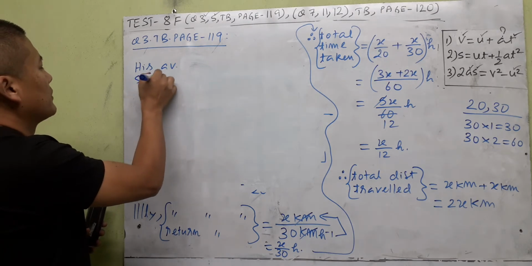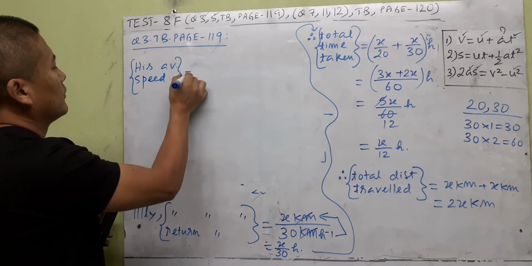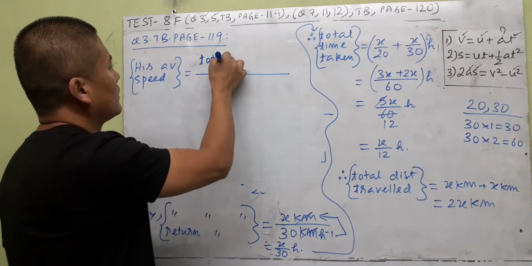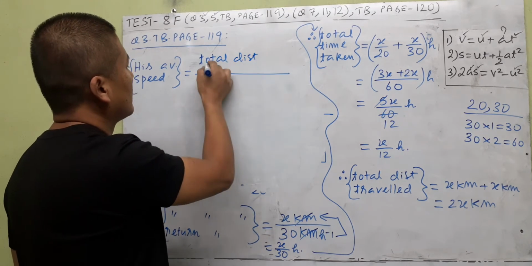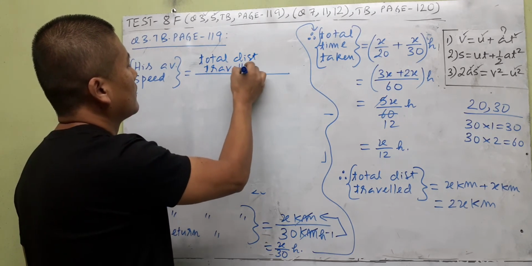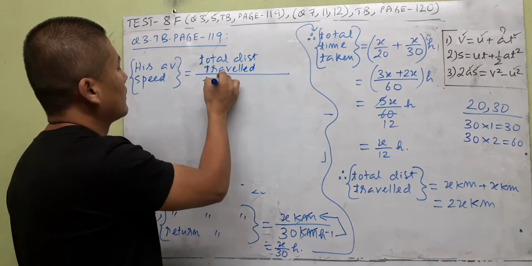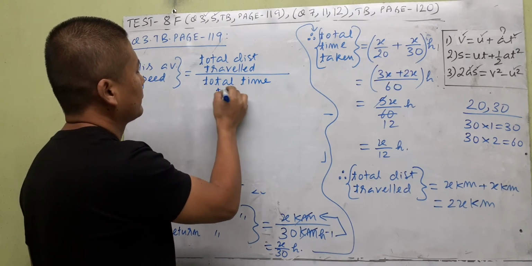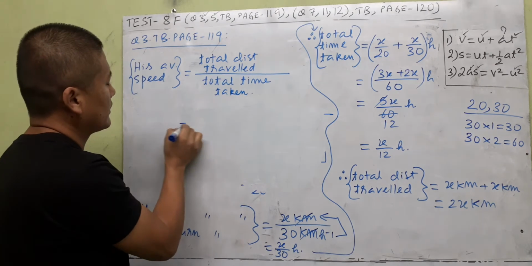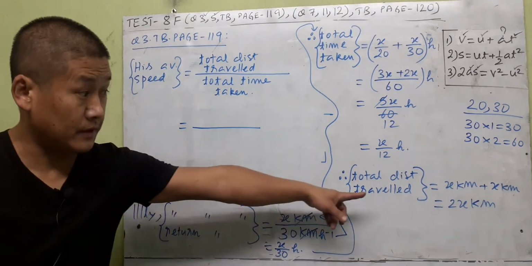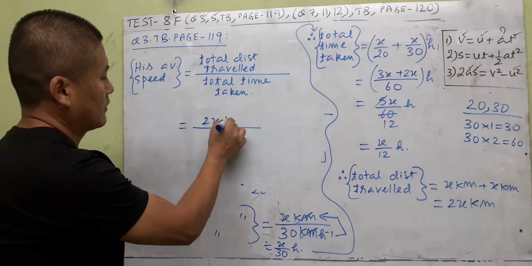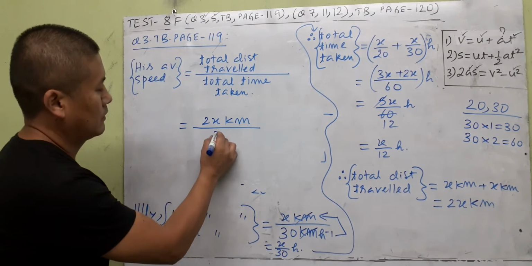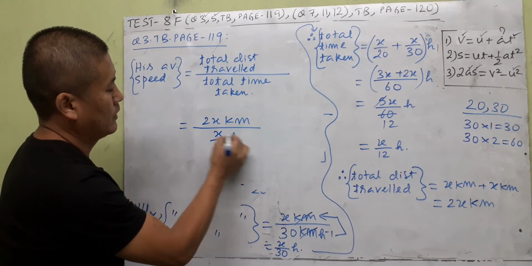That means Abdul's average speed will be equal to, we know when it is not uniform speed throughout the journey, it should be not just distance but total distance traveled, divided by total time taken. So now it's a simple case: total distance traveled is 2x kilometer, and total time taken is x by 12 hour.